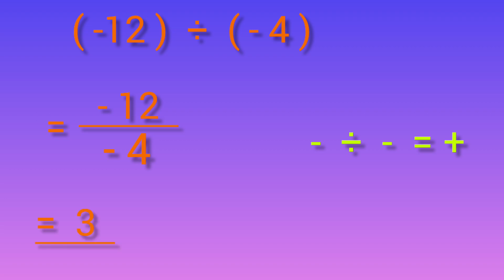Our last example is a negative 12 divided by a negative 4. If we rewrite it without the brackets, it will still be a negative 12 divided by a negative 4. Now, if you divide a negative by a negative, it will be a positive. So we know that here our answer will be positive. So what is 12 divided by 4? It is a 3. So our final answer is a positive 3, which is the same as a 3.